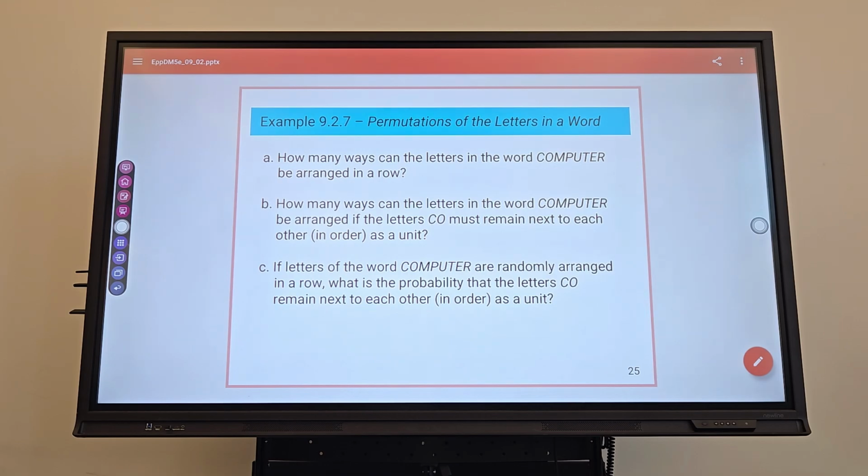How many ways can the letters in the word computer be arranged in a row? How many ways can the letters in the word computer be arranged if the letters CO must remain next to each other in order as a unit? If the letters of the word computer are randomly arranged in a row, what is the probability that the letters C and O remain next to each other as a unit?